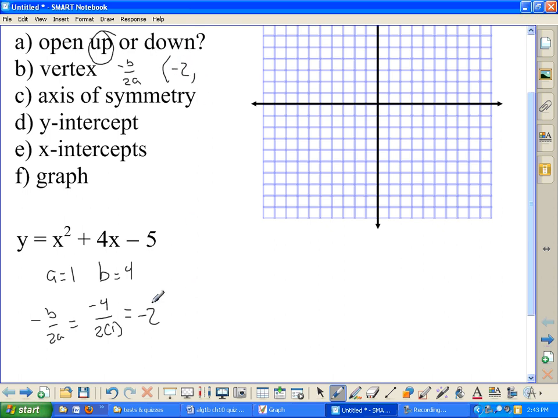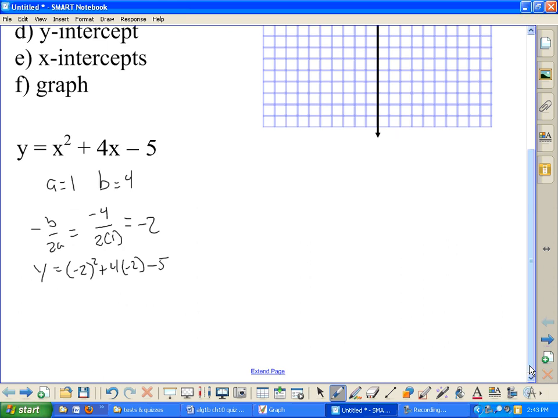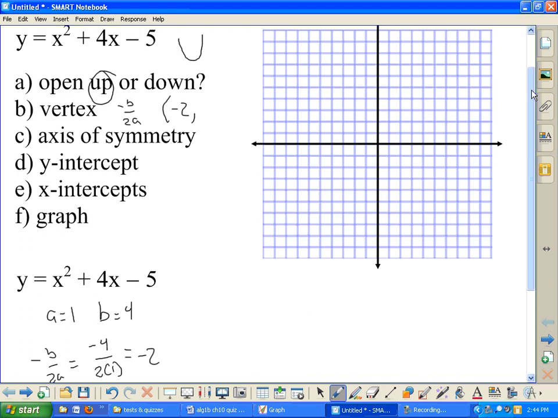And we still need to find the y-coordinate, which we get by plugging the negative 2 in for x here and here. So this tells us that y equals negative 2 quantity squared plus 4 times negative 2 minus 5. This is the same thing as positive 4 plus a negative 8 plus a negative 5. 4 plus negative 8 is negative 4, plus a negative 5 makes negative 9, so the y-coordinate of the vertex is at negative 9.